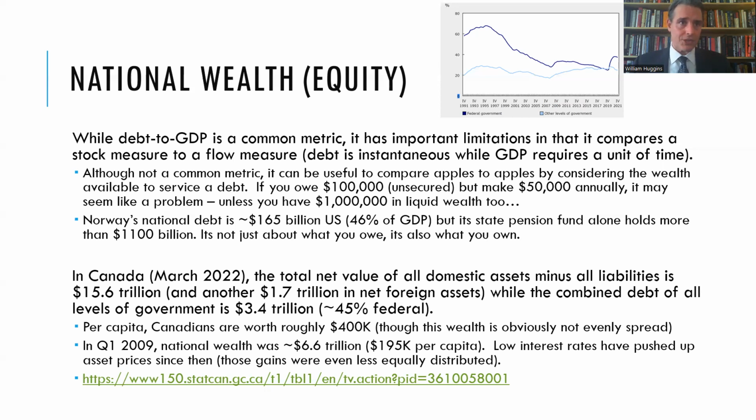Looking at numbers from last year, March 2022, in Canada, the total value of all domestic assets minus liabilities, or what would otherwise be called our national equity position, was worth about $15.6 trillion, while the combined debt of every level of government in the country added up to about $3.4 trillion. So as you can see, our overall government debt to GDP, or government debt to national equity, is pretty manageable. If we had to pay off all of the government's debt today in Canada, in theory, we could.